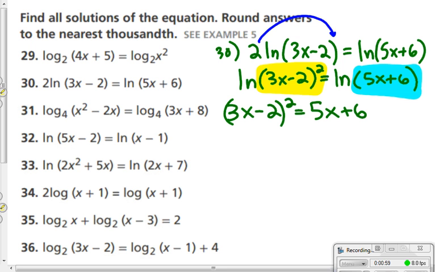Now on the left side, you're going to need to FOIL that, or use the shortcut, where you do 3x squared, which makes 9x squared, minus, the shortcut is to double negative 2 times 3x. So that's going to be minus 12x. And then you do the second term squared, which is positive 4.